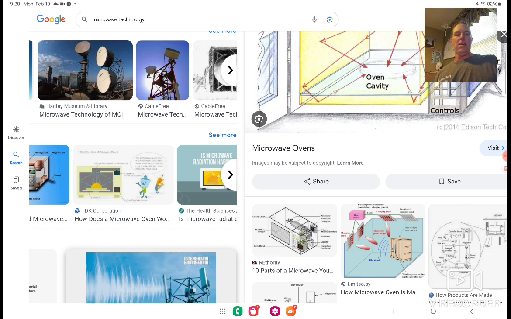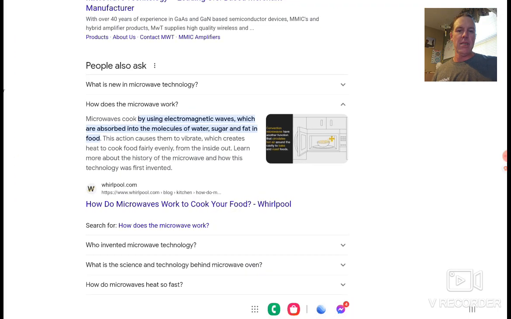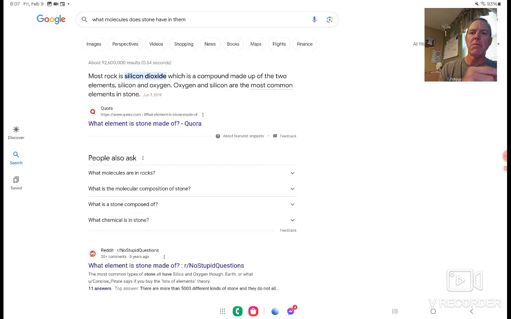Whatever it is they used, it's introduced into it. Through the electromagnetic waves, these stones and these structures have absorbed into the molecules of the silicon dioxide and oxygen, because see, most rock is silicon dioxide. Silicon and oxygen. Oxygen's everywhere. So the main thing is introducing what into the silica? What would you do?